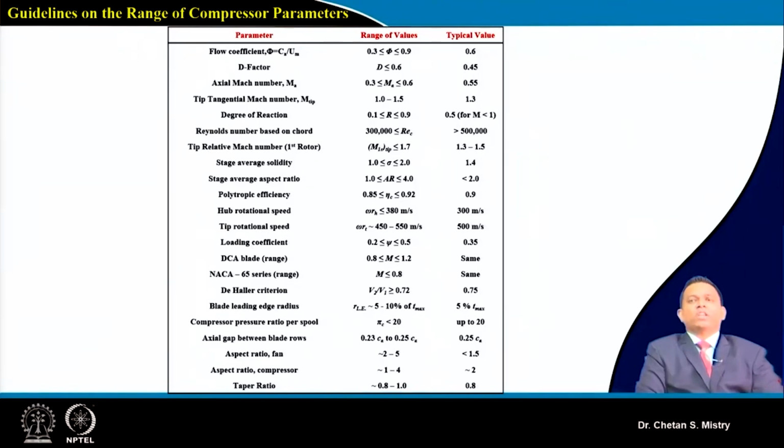So this gives us an idea about what parameters we can initially guess with. There are so many ideas behind the design of an axial flow compressor. It varies from company to company, it varies from designer to designer, and it varies based on the experience and available computational and experimental tools.